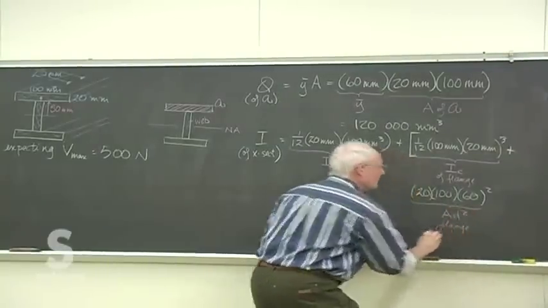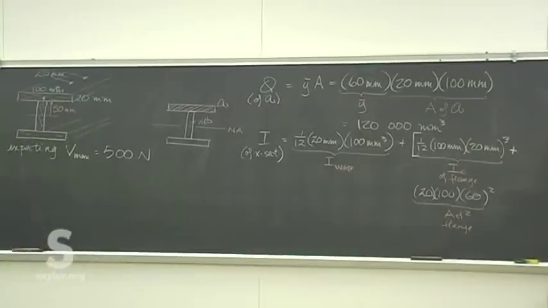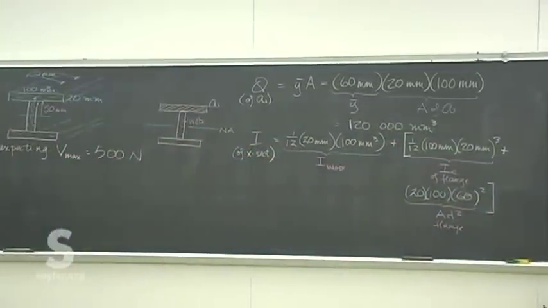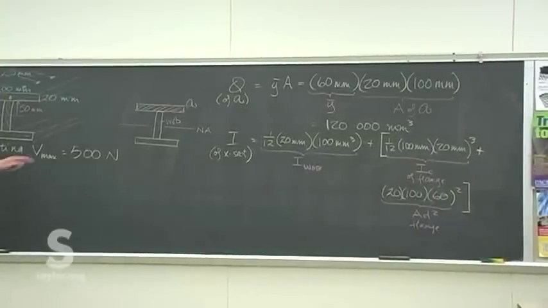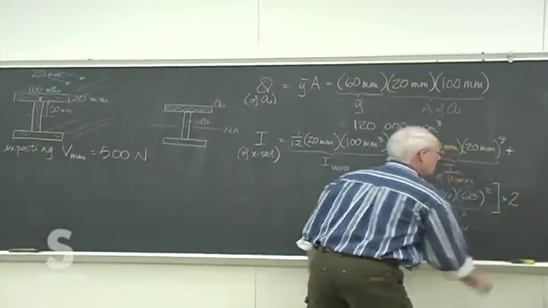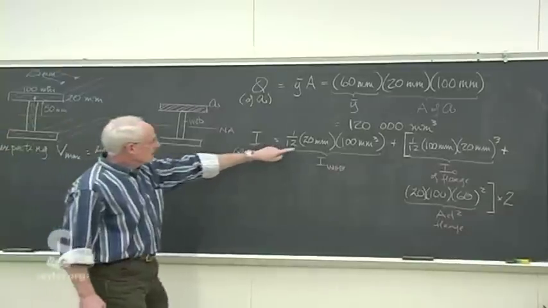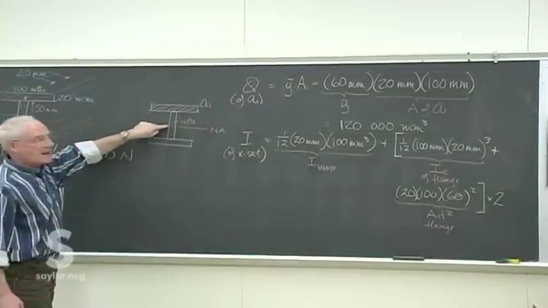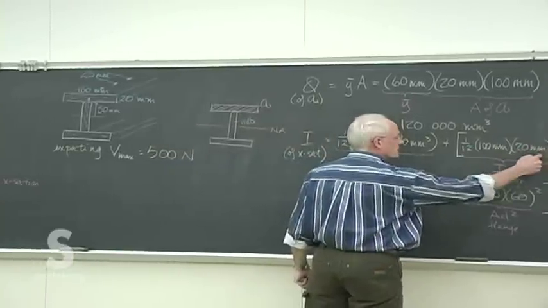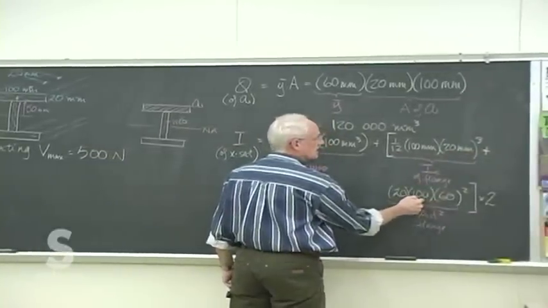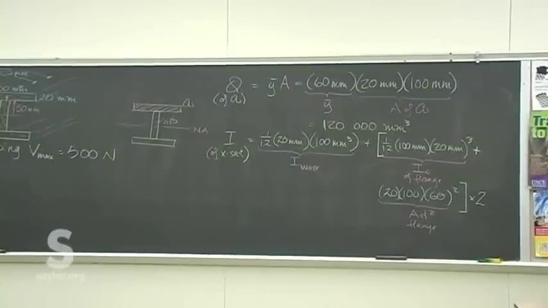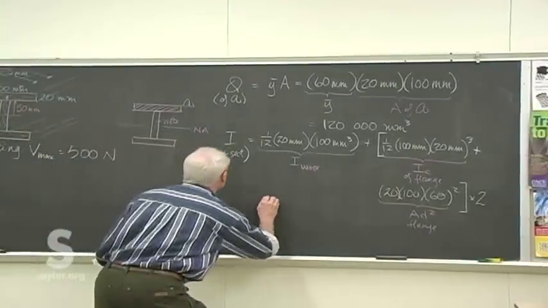So that's AD squared for the flange, except there's two of them, so we just multiply that square bracket by two. There's two flanges. So there's the moment of inertia of the web, which happens to sit right on the neutral axis anyway, so we don't need the parallel axis theorem on that. And then the moment of inertia of the flange times the parallel axis theorem times two, because there's two flanges. That comes out to be 16.2 times 10 to the minus 6 meters.